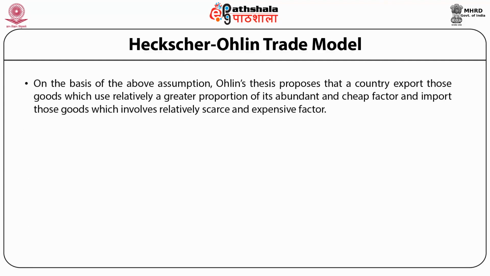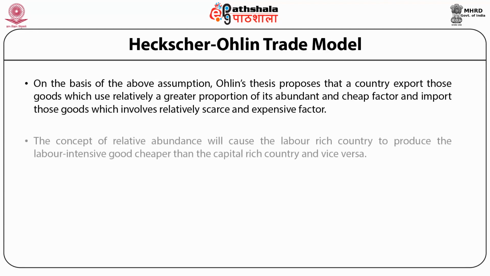On the basis of the above assumptions, the Ohlin thesis proposes that a country exports those goods which use a relatively greater proportion of its abundant and cheap factor and imports those goods which involve relatively scarce and expensive factors. The concept of relative abundance will cause the labor-rich country to produce labor-intensive goods, which will be cheaper than in the capital-rich country, and similarly vice versa.